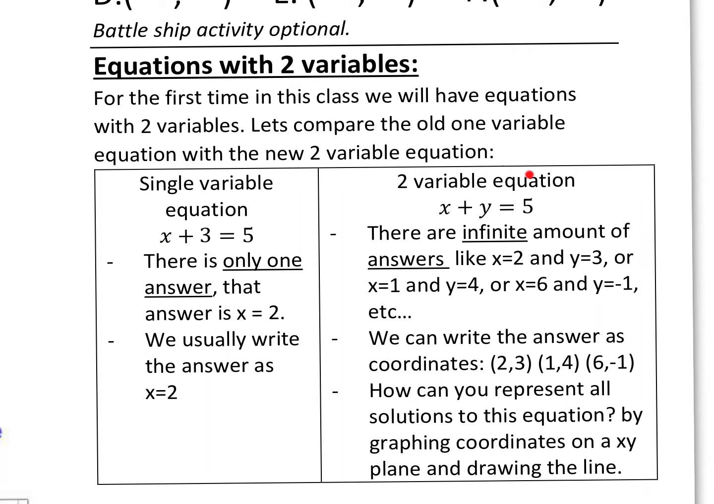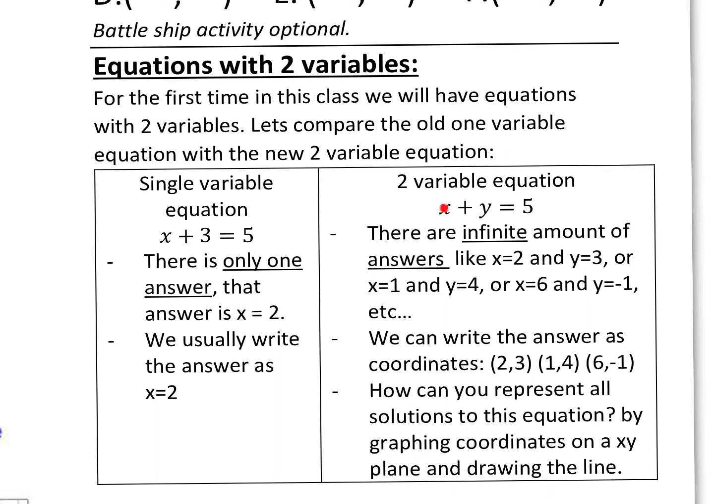Now, how about a two variable equation? You have something plus something equals 5. Well, that's a different story, right? Because the x value could be 2 and the y value could be 3. Okay, so how would I write that answer? It could be like x equals 2 and y equals 3. 2 plus 3 is 5. That is a true statement, which means that x equals 2 and y equals 3 are answers to this equation.